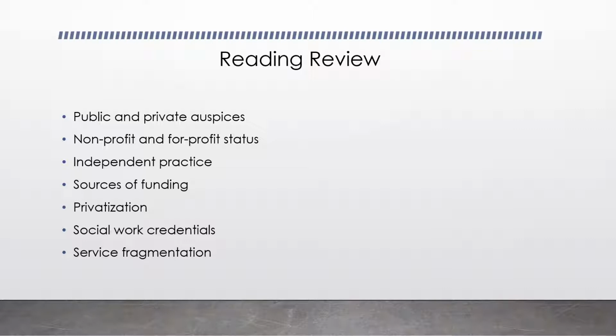So the key terms and ideas that you should be familiar with from this chapter are public and private auspices, nonprofit and for-profit status, so the difference between those two, independent practice, sources of funding, so what kinds of funding tend to be available for social workers and social work practice, as well as how these funding sources can dictate practice, issues around privatization, social work credentials, as well as service fragmentation.